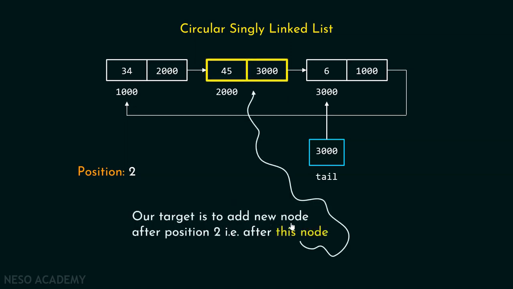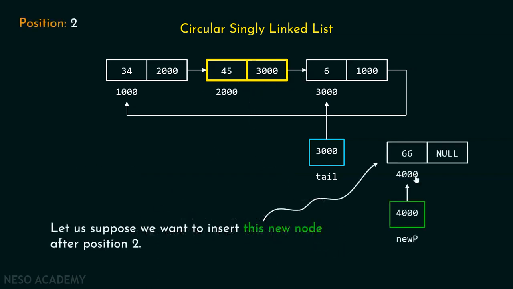Our target is to add a new node after position 2, that is after this node, because the position given to us is 2. That means our target is to add a new node after position 2, that is after this position, we want to add a new node. Let us suppose we want to insert this new node after this position 2.